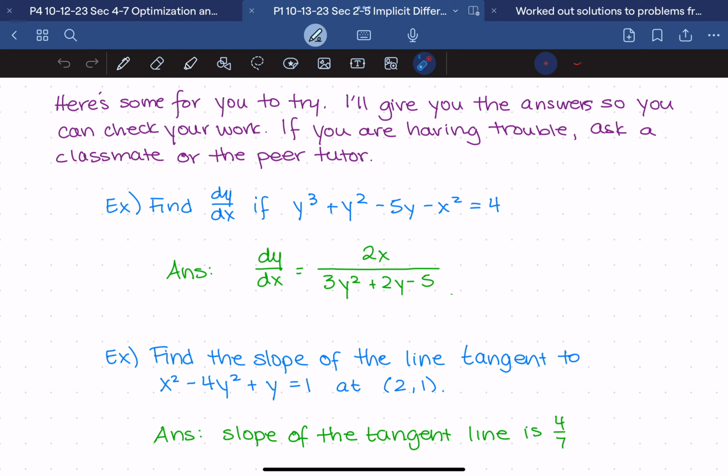There's the peer tutor. Remember, first period we got Avanish, second period we got Aditi, and third period we got Liam. You can ask them for help too.